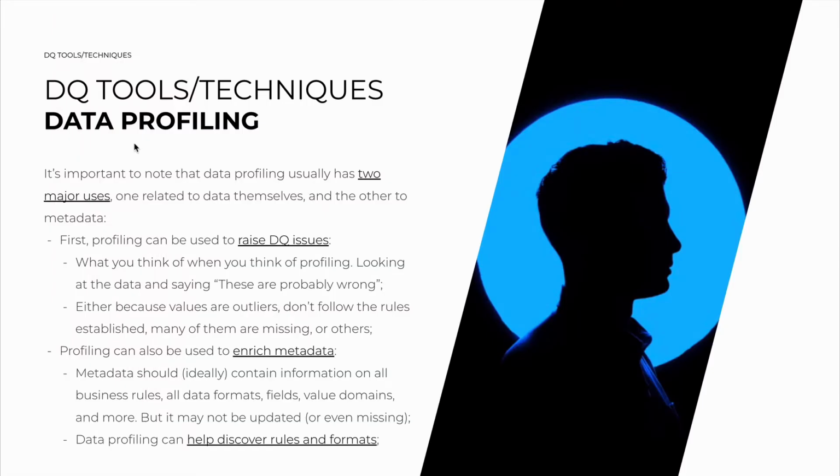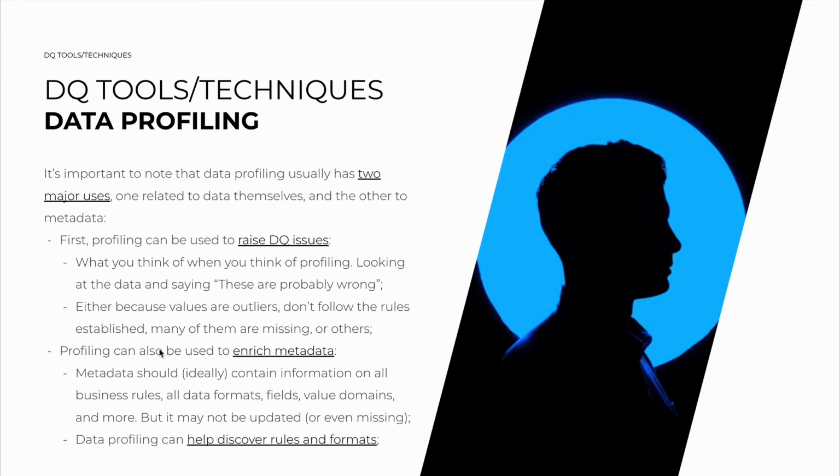We can also note here that data profiling usually has two major uses. One is related to the data themselves, and the other to metadata. Or if you want to oversimplify a little bit, one of them is related to data management and the other to data governance. So first, profiling can be used to actually raise data quality issues. This is the usual scenario. So this is what you usually think of when you think of profiling. It's looking at the data and saying, hey, these data are probably wrong. We have an issue. Either because the values are outliers, or they don't follow the rules established, or many of them are missing, or any type of data quality problem in any dimension.